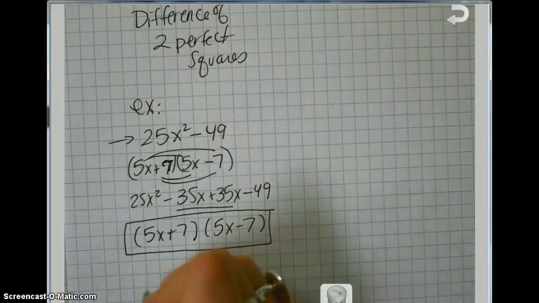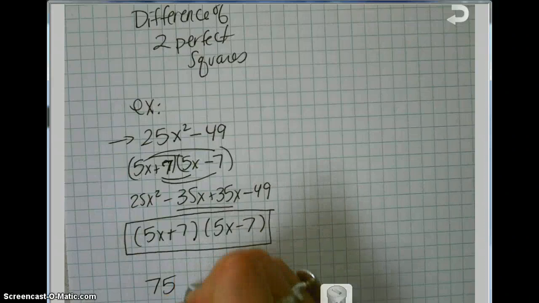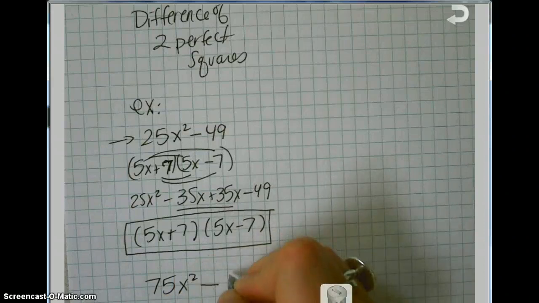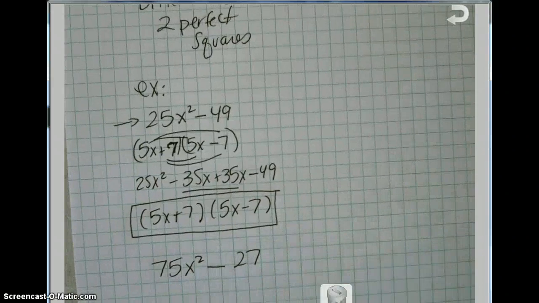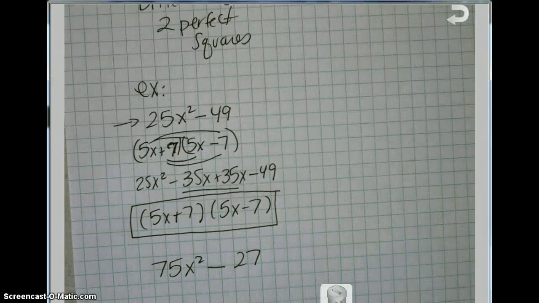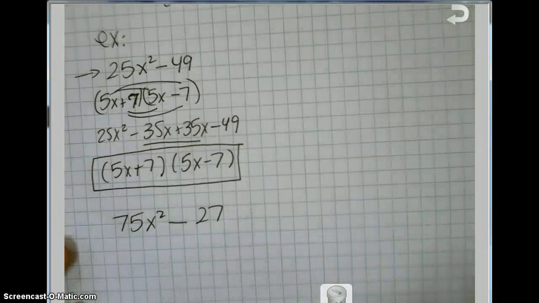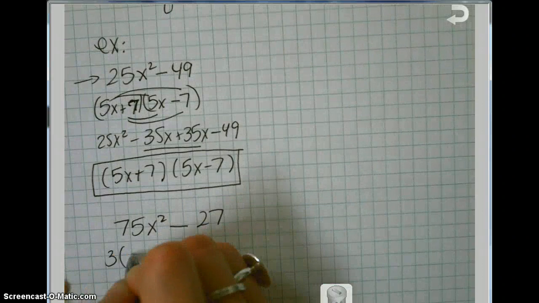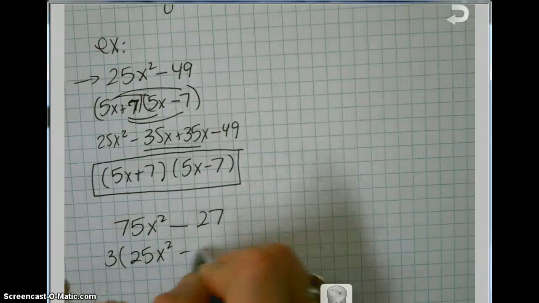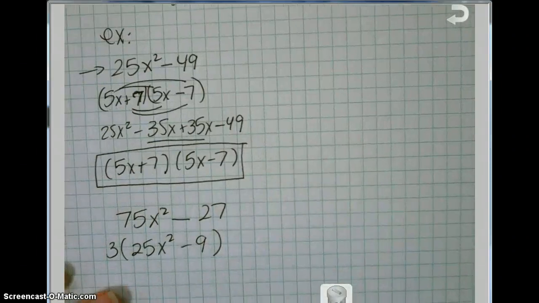Here's another example. If you have 75x squared minus 27, notice these are not the difference of two perfect squares. They are a difference, but not of two perfect squares. But look at it. If you take out a GCF of 3, you're left with 25x squared minus 9. Now, this binomial here is the difference of two perfect squares.